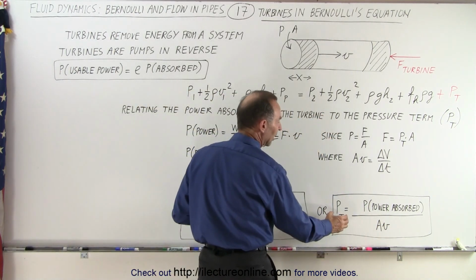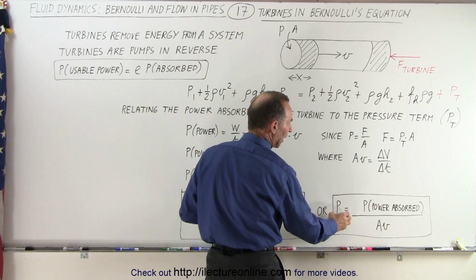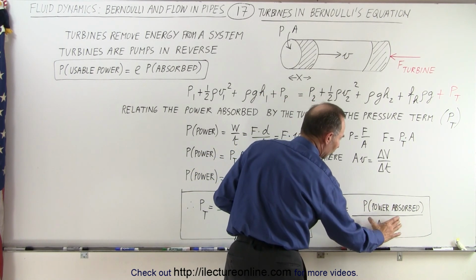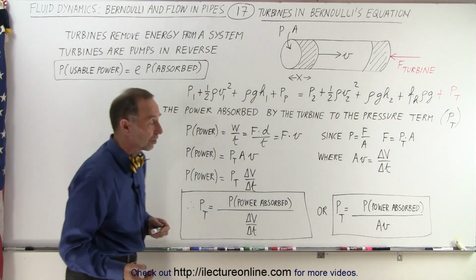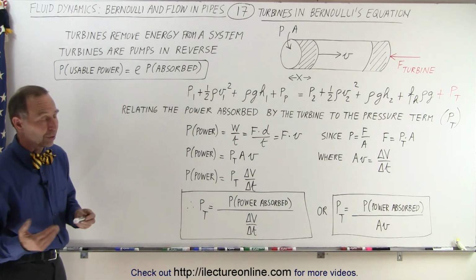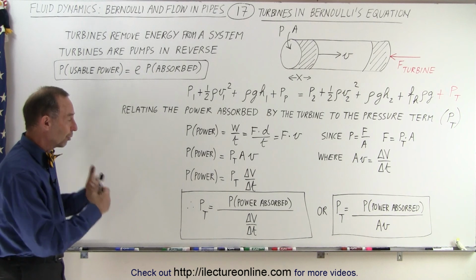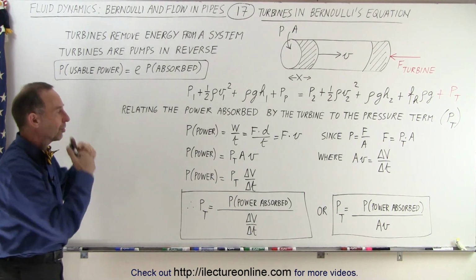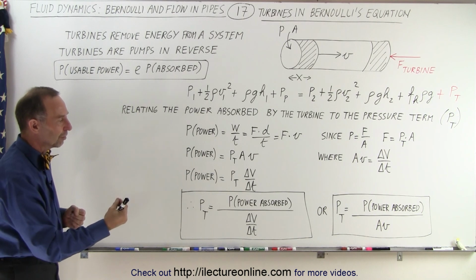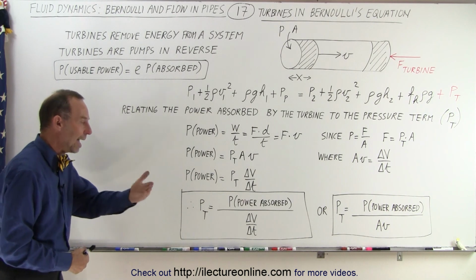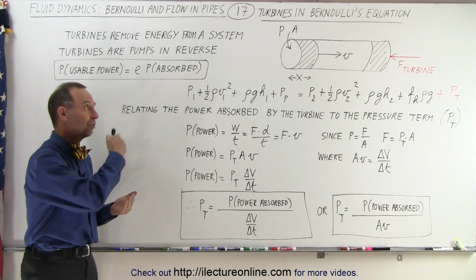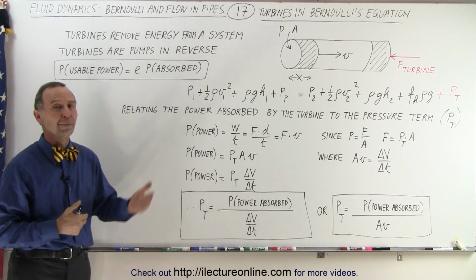or if you'd rather have it in terms of A times V, you can say that the pressure provided by the turbine is equal to the power absorbed by the turbine divided by the cross-sectional area and divided by the velocity of the fluid. And so just like with the pumps, the turbine conversion from power to pressure is exactly the same, it just works in the opposite direction, and we're removing energy from the system instead of adding energy to the system. And that's how we deal with both pumps and, in this case, turbines in Bernoulli's equation.